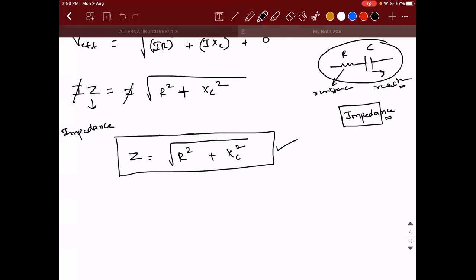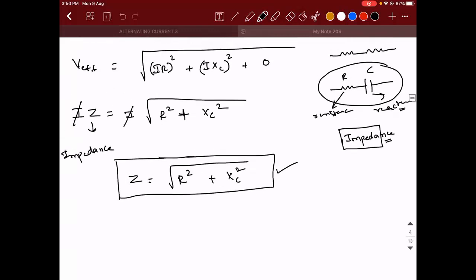Sir, what is the application of it, sir? Application of this impedance. You have many applications. This is happening in real time. Problems you need not worry about, that is my headache. I'll teach you how to do those problems.